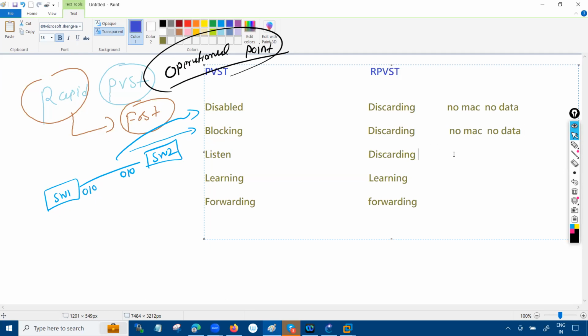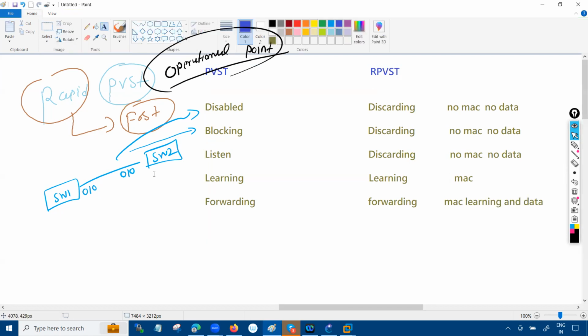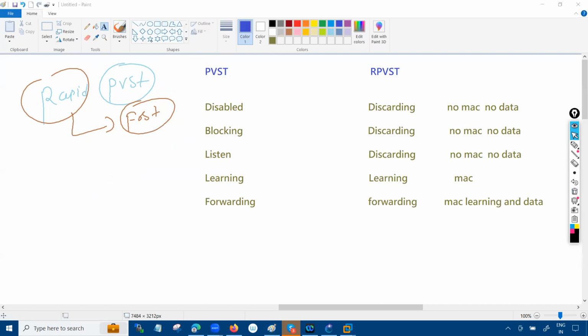Even in the listening state, I'm doing no MAC learning and no data traffic. In the learning state, what happened? We are doing the MAC learning, and in forwarding we are doing the MAC learning plus data traffic. So that's why RPVST converted all these three states into a single state.